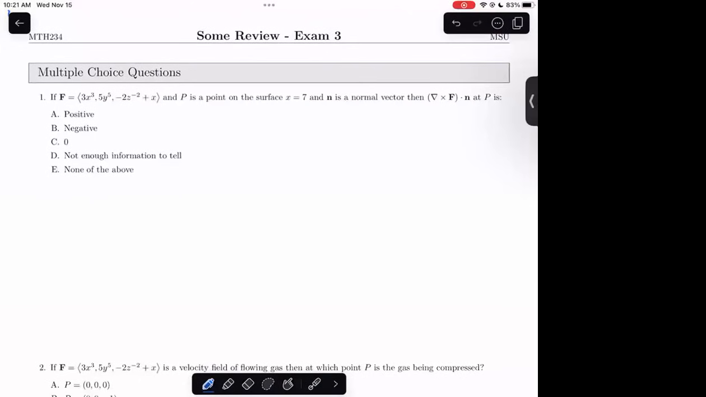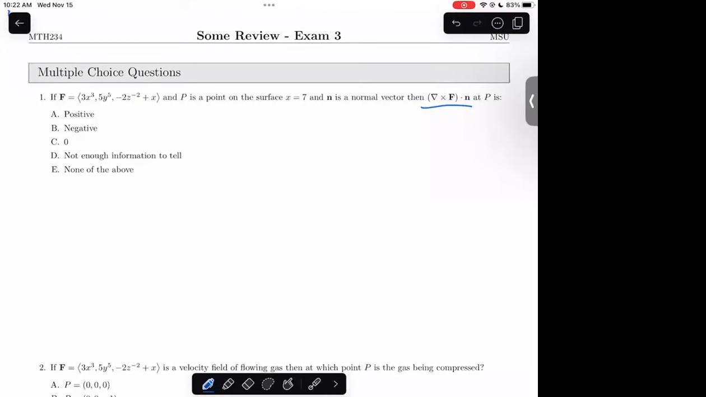All right, so starting off with a few multiple choice questions, we are given a vector field. And we know that P is a point somewhere on the surface x equals 7, and n is a normal vector. And then the question is about this quantity right here. So this del operator cross F, that's better known as curl. And then we should get a vector out. And then it'd like us to dot product it with the normal vector here in order to get a number. And the question is, is that number positive, negative, 0? Not enough information to tell, and none of the above is kind of a silly answer there, but fine.